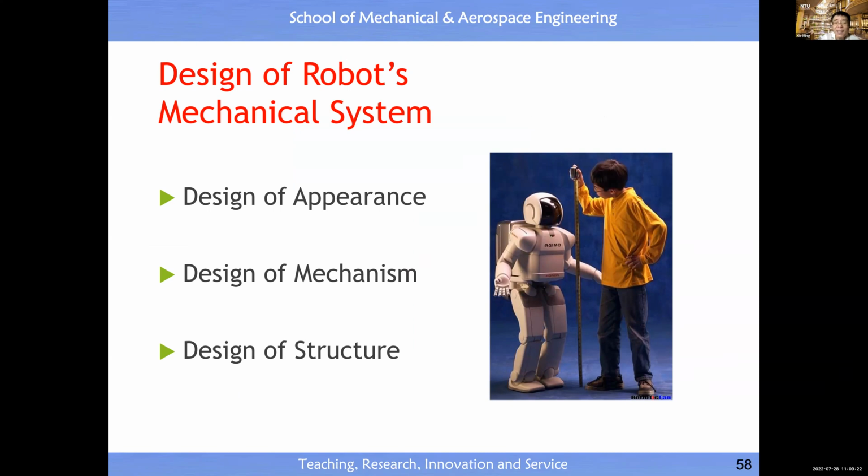Actually, there are 3. Number 1, how to design appearance. For industrial robot, appearance is not important, but for humanoid robot, service robot, appearance is very important. Second one is the design of a mechanism. Third one is design of a structure, all right? The last 2 are important to all kinds of robot, all right?